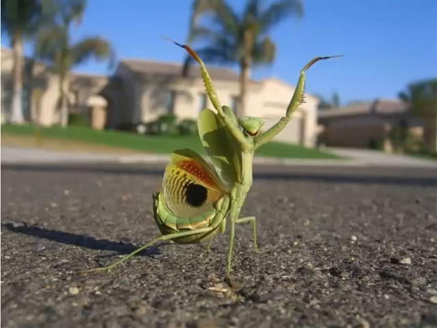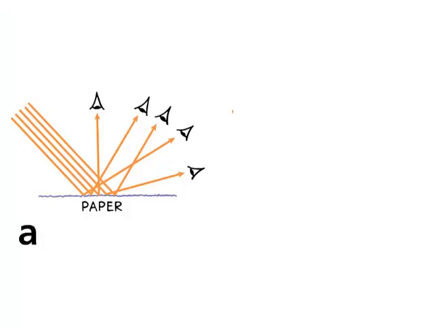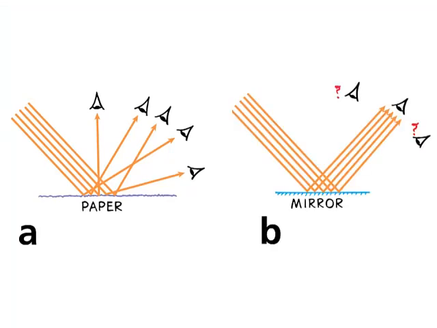We see most of the things around us by diffuse reflection. In this picture, light is diffusely reflected from the paper in many directions. The light incident on the smooth mirror is only reflected in one direction.